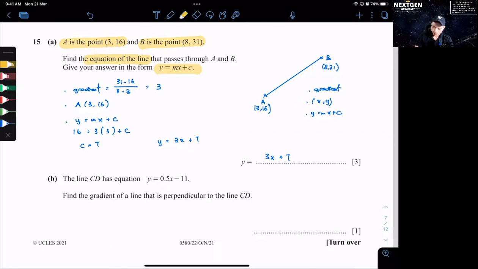Question B. The line CD has an equation y equals 0.5x minus 11. Find the gradient of a line that is perpendicular to the line CD. This is a 1 mark question. Perpendicular, you need to know the formula. The relationship is m1 times m2 equals -1. M1, the gradient of the line or your tangent line or whatever line you're referring to, times the perpendicular line's gradient will be equal to -1.